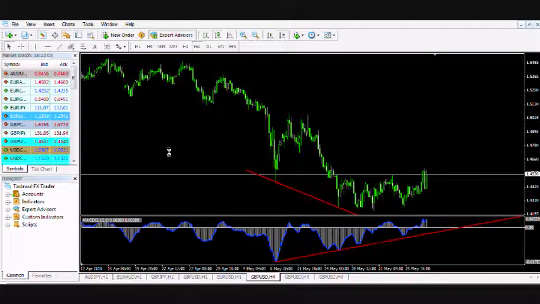The topic of divergence. What is divergence? Basically, it's when a trend line on a chart does not agree with the trend line on an indicator.